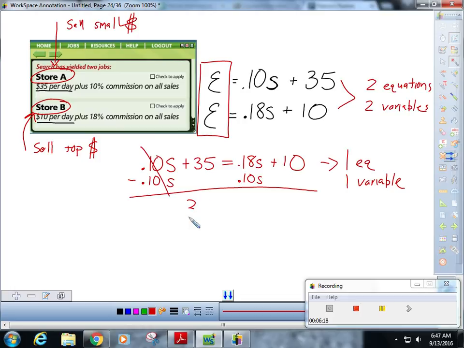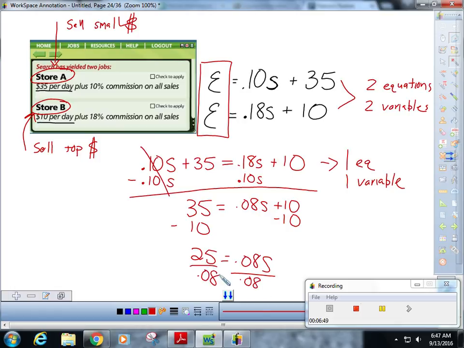Okay, you get 35 equals, well, 0.18 minus 0.10 is 0.08s plus 10. Subtract 10 from both sides. You get 25 is 0.08s. Now don't get confused. Don't get intimidated. What are you solving for? You're solving for s. What's being done to the s? It's being multiplied. So what do you want to divide by? You divide each side by 0.08.